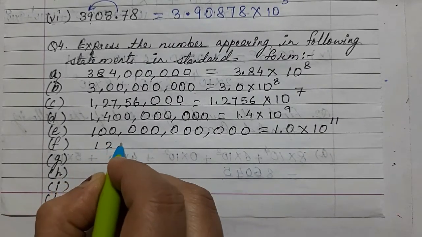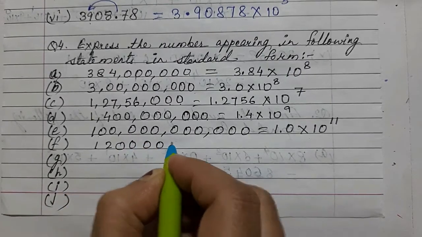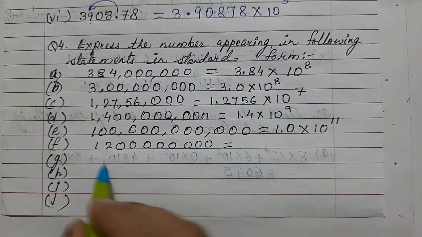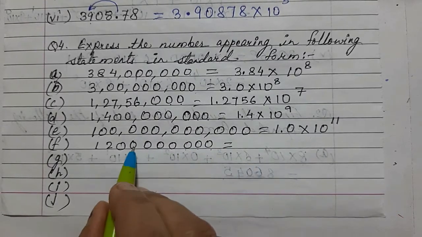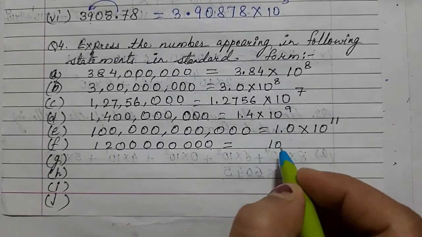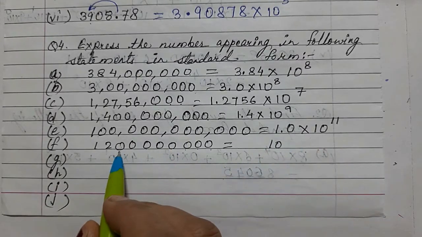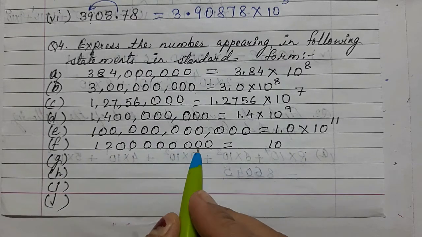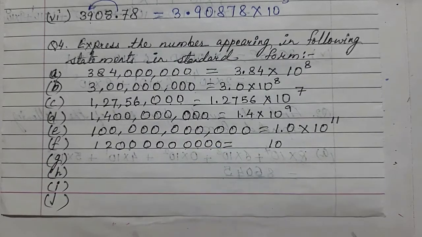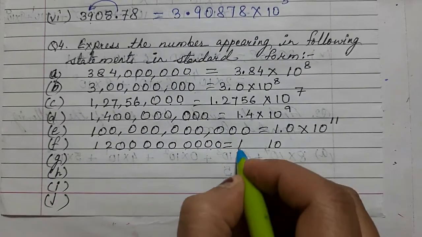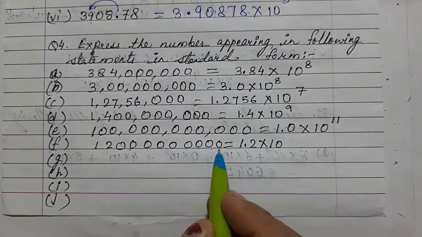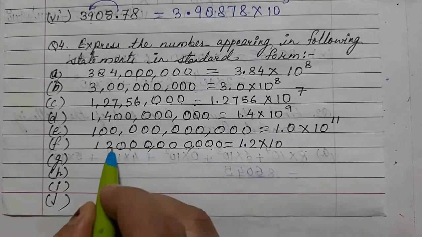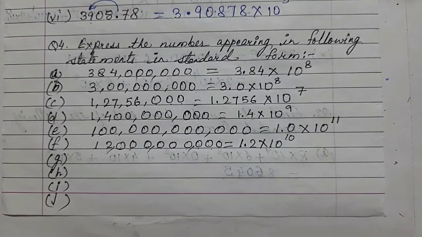1, 2, 0, 0, 0, 0, 0, 0, 0, 0. So 1, 2, 3, 4, 5, 6, 7, 8, 9. So 10 to the power, let me count the number of zeros again. 1, 2, 3, 4, 5, 6, 7, 8, 9. One more zero. So now I want decimal after 1 and 1, 2, 3, 4, 5, 6, 7, 8, 9 and 10. So 10 to the power 10.